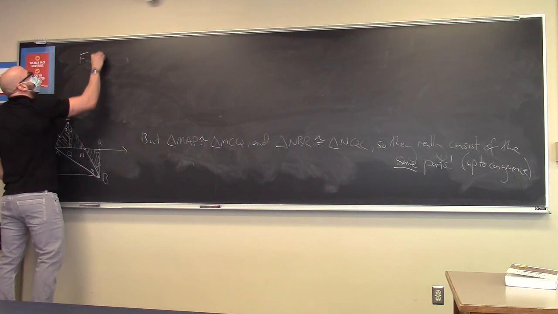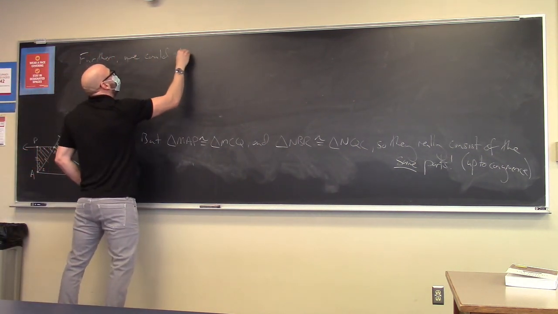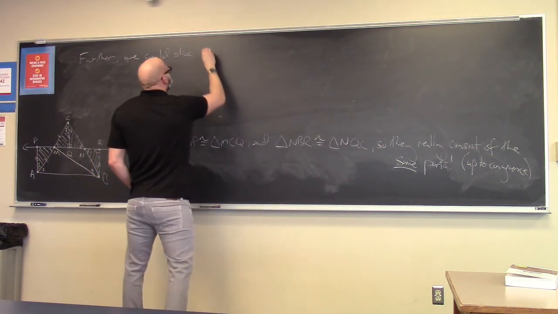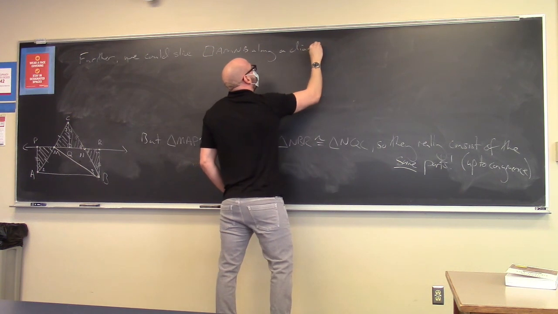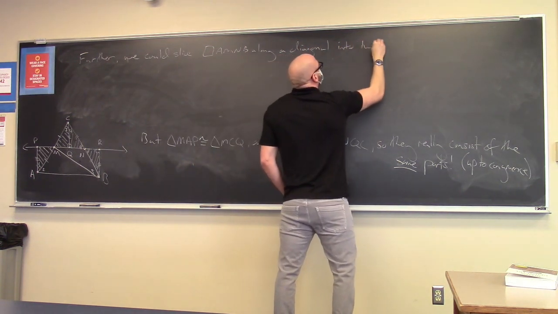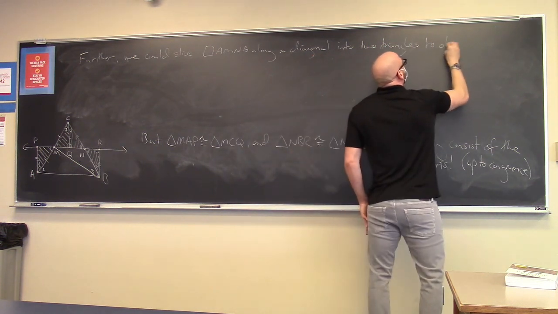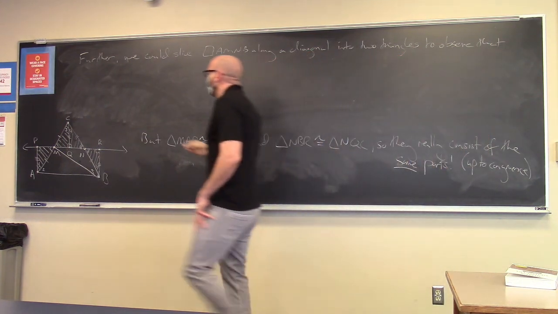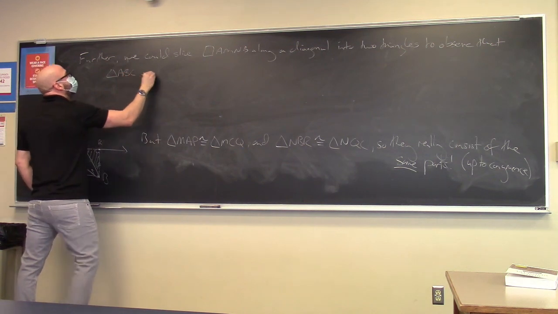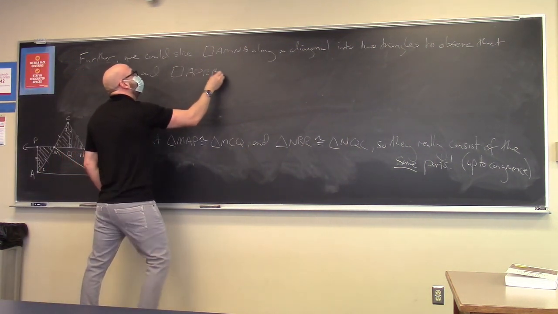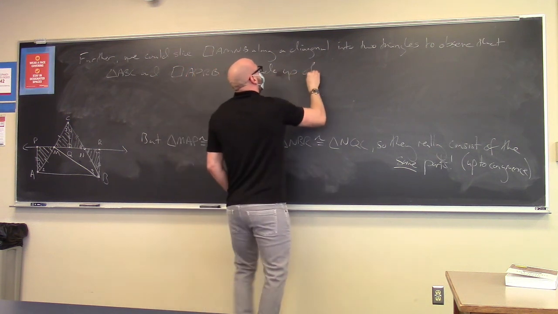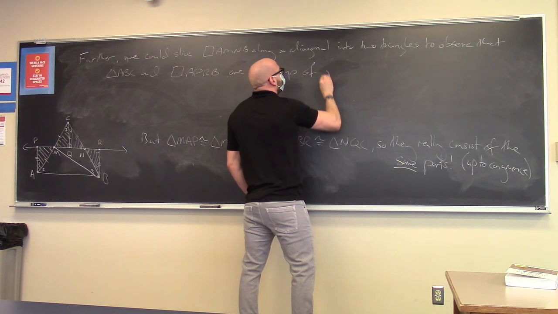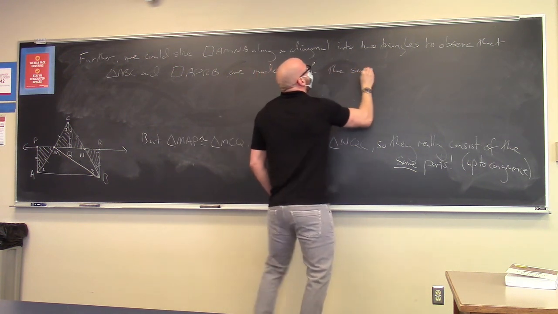And so further, we could slice quadrilateral AMB along a diagonal into two triangles to observe that triangle ABC and its associated Saccheri quadrilateral APRB are made up of just the same congruent triangles.